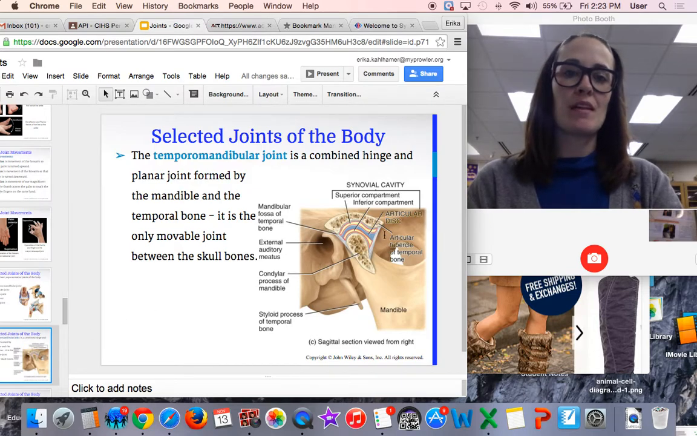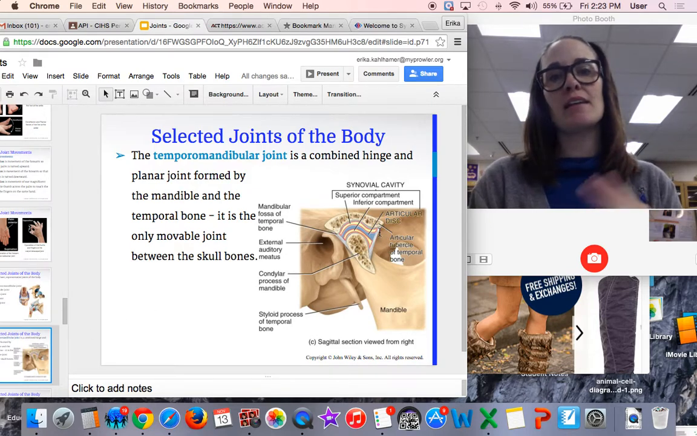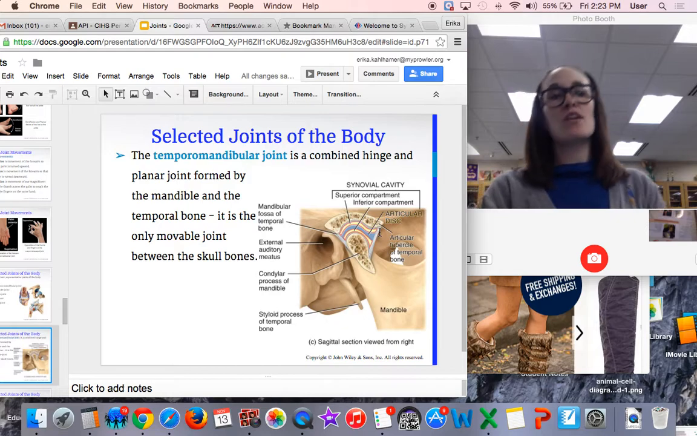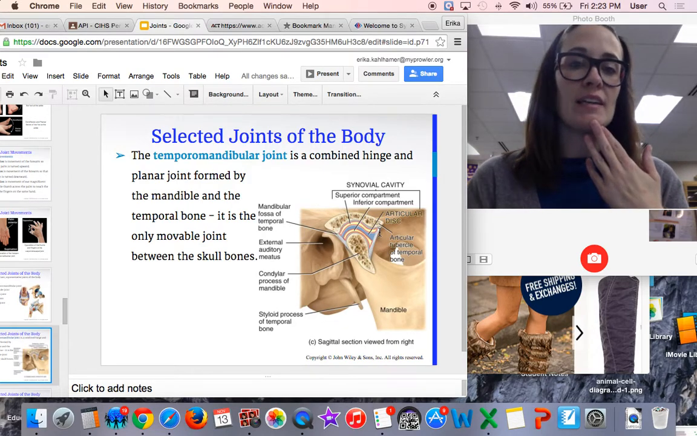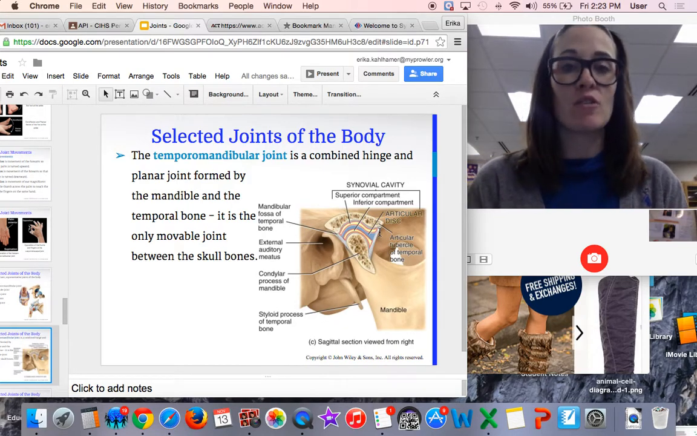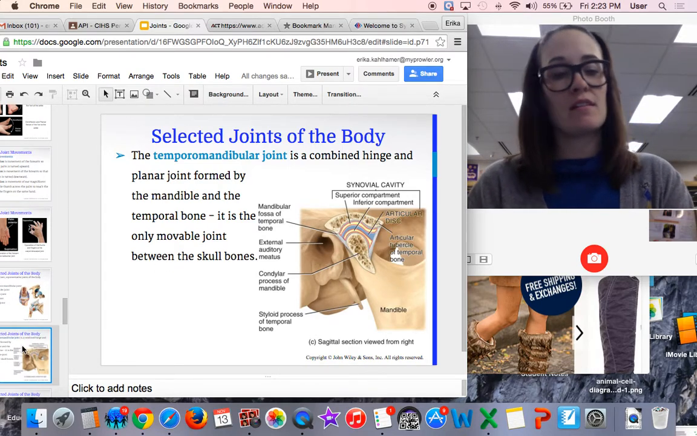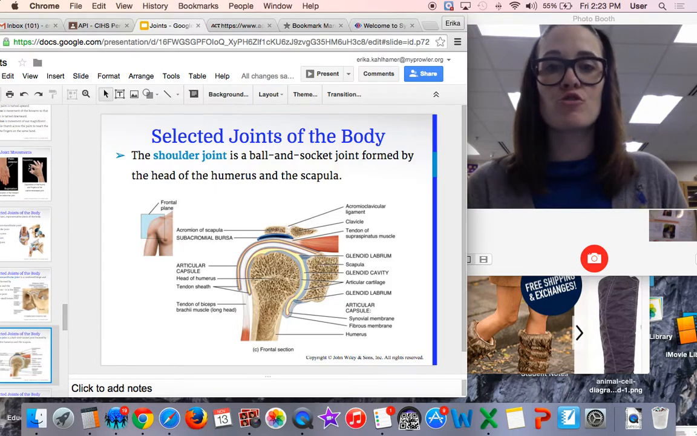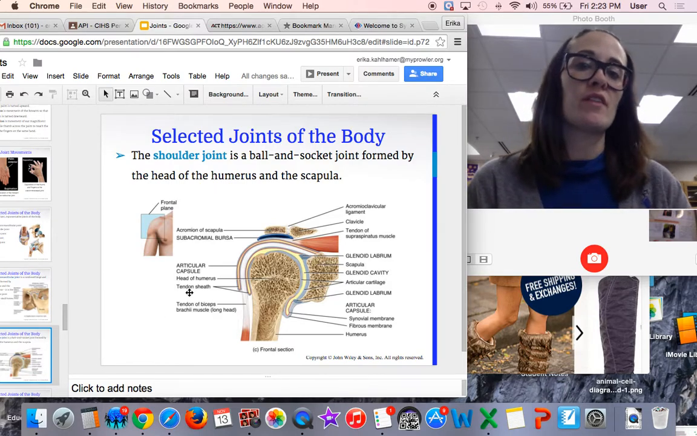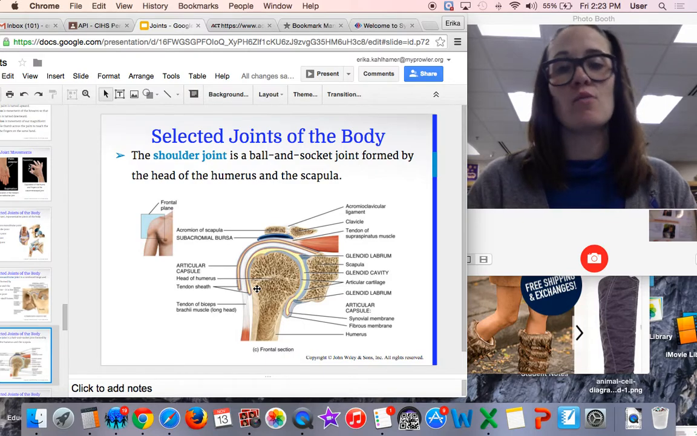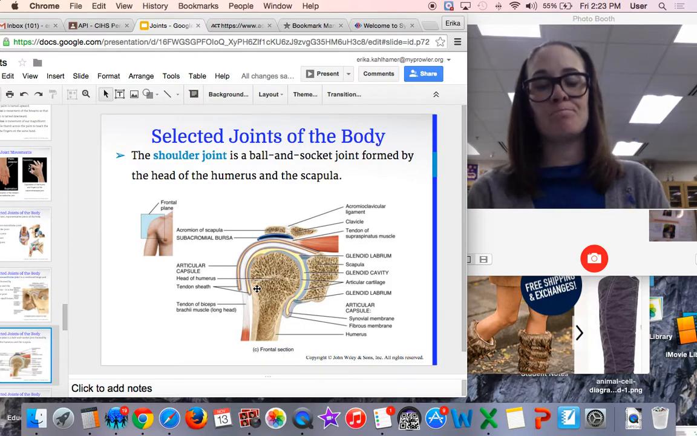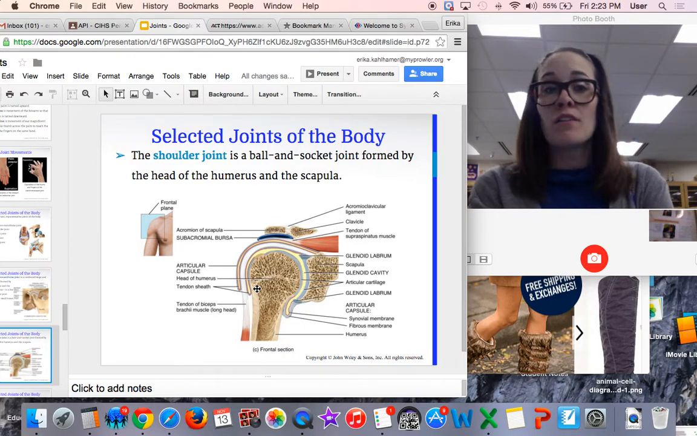So here's the temporomandibular joint, combined hinge planar joint. It's the only movable bone in the skull, and if somebody has TMJ or locked jaw, there's something wrong in that joint that doesn't permit proper movement. Shoulder joint, see the image here of the head of the radius with the scapula, and then the clavicle.